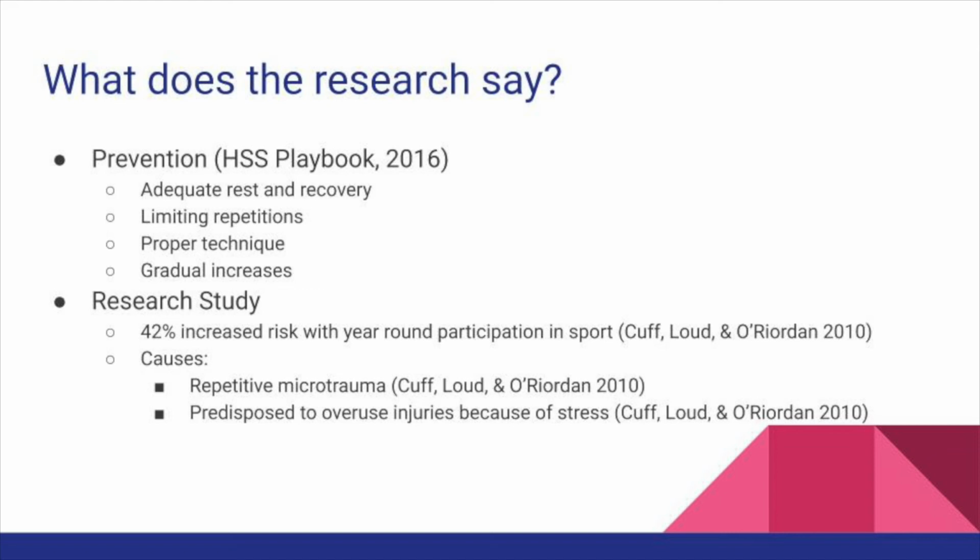So if not given time to heal, overuse injuries can be seen in tissue that sees repetitive trauma, and muscle fatigue and other weaknesses can be seen with repetitive stress. And then since that repetitive stress causes that muscle fatigue and those other weaknesses, they may predispose the athlete to an overuse injury.